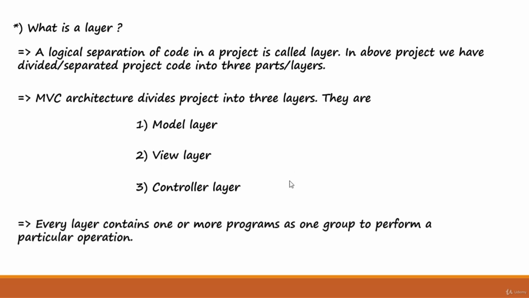Every layer contains one or more programs as one group to perform a particular operation. The model layer contains some programs, the view layer contains some programs, and the controller layer contains some programs as one group to perform a particular operation.